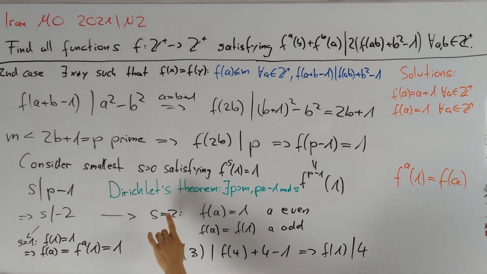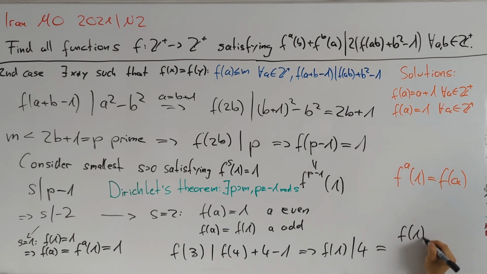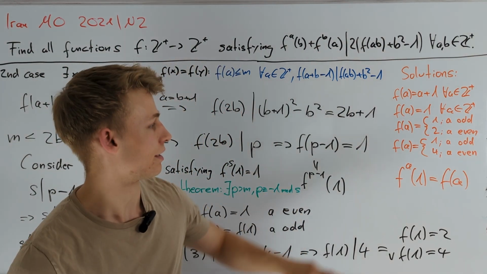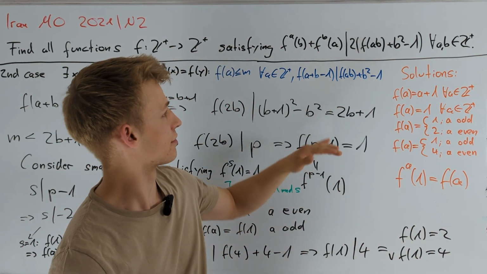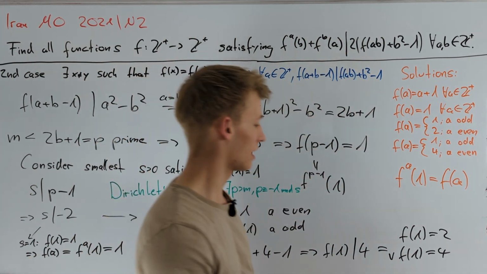Since s was chosen to be minimal with the condition that f to the power of s of 1 is equal to 1, we know that f of 1 can't be equal to 1. And therefore, we conclude that f of 1 is either 2 or f of 1 is equal to 4. So we have two more possible solutions. You can check on your own that our last two solutions also satisfy the given condition. And therefore, we figured out all of the solutions and we are done.